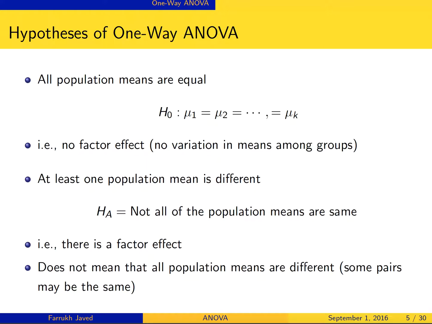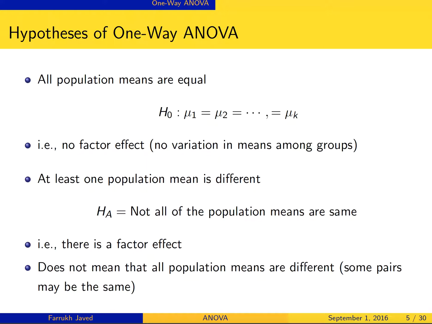The hypothesis of interest would be that all population means are equal. It means I have k factors, k variables in my data, and I say that all of them are equal. Notice that I'm not focusing only on mu1 and mu2. I'm saying all of them together. I have more than two factors now, and I want to compare them all together.